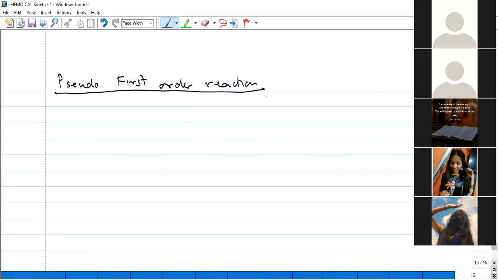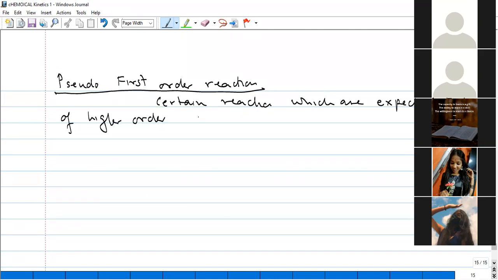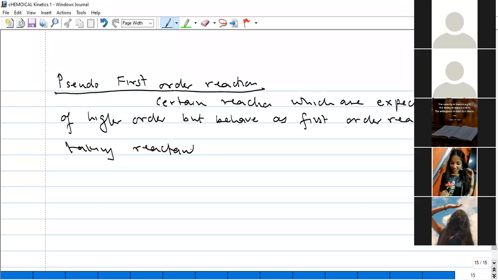Certain reactions which are expected to be of higher order but behave as first order reaction by taking a reactant in higher concentration.